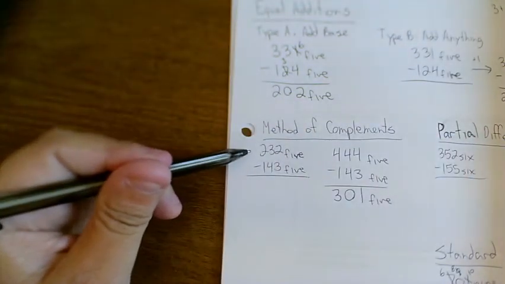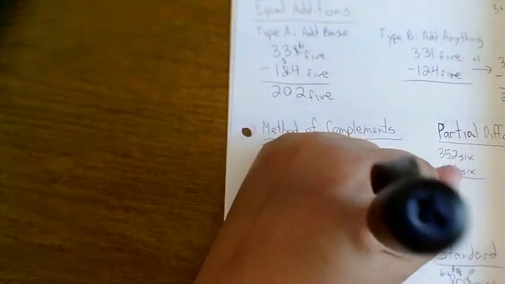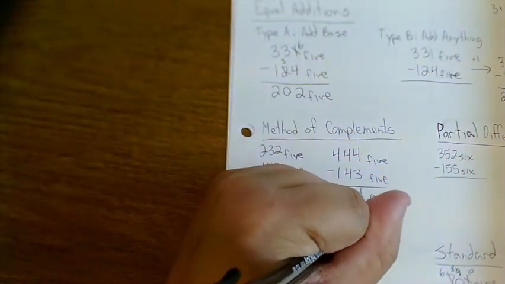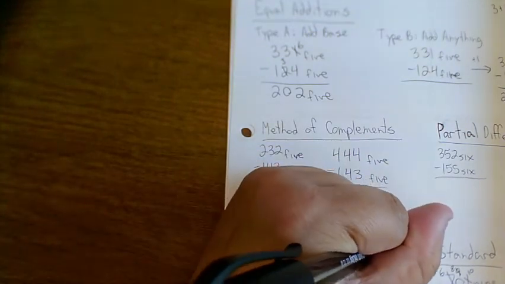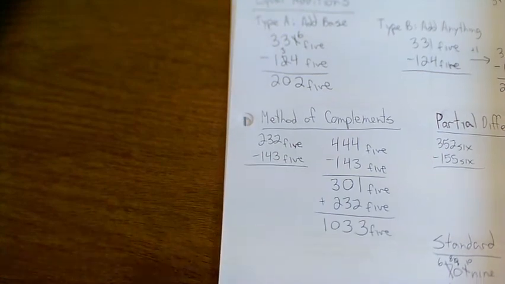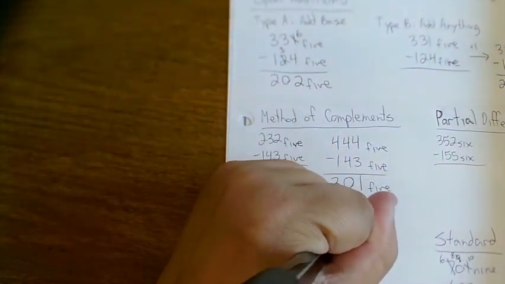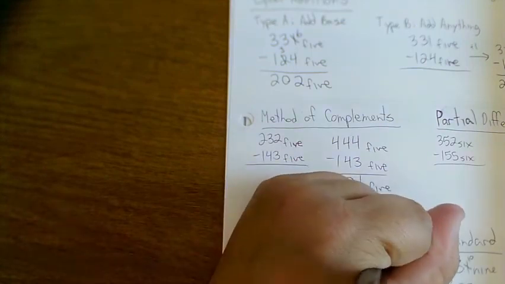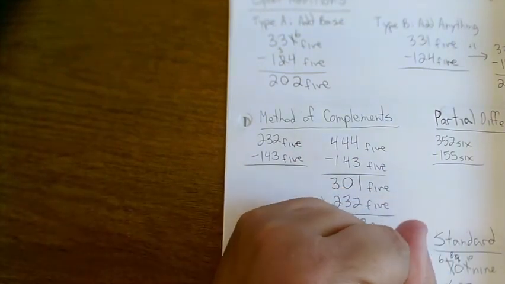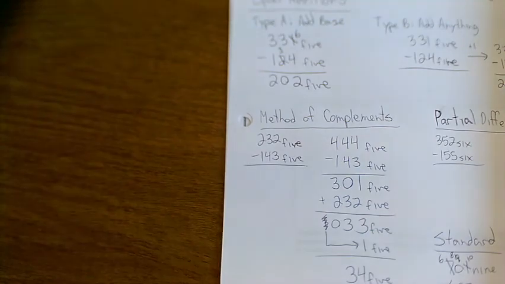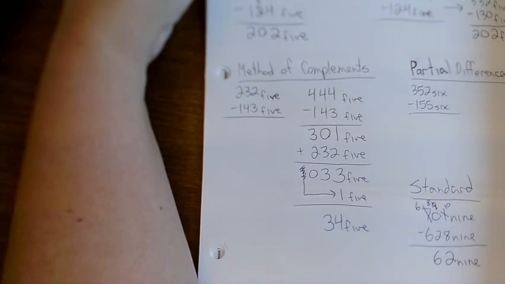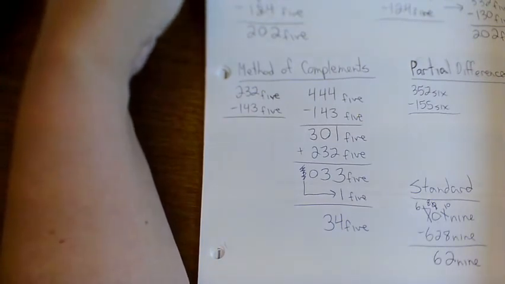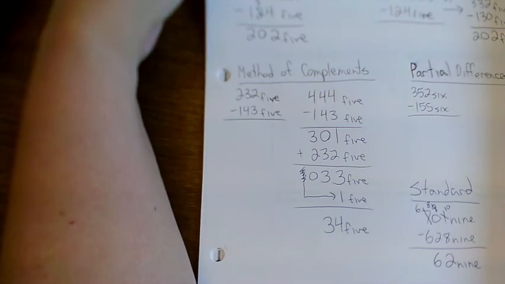Next step is to add the original number that we changed. So if we add 2, 3, 2, makes 3, 3, that would be 5, which would be 0, 1. Those would trade in. And then final step, scribble out the 1, magically put it in the 1's place. So our answer for this one should be 3, 4 in base 5. So 2, 3, 2 in base 5 minus 1, 4, 3 in base 5 is 3, 4 in base 5.